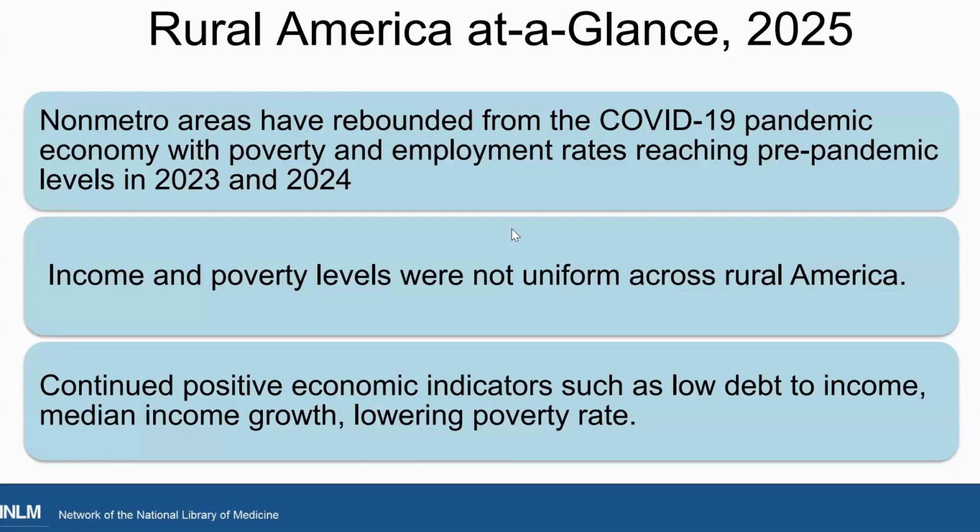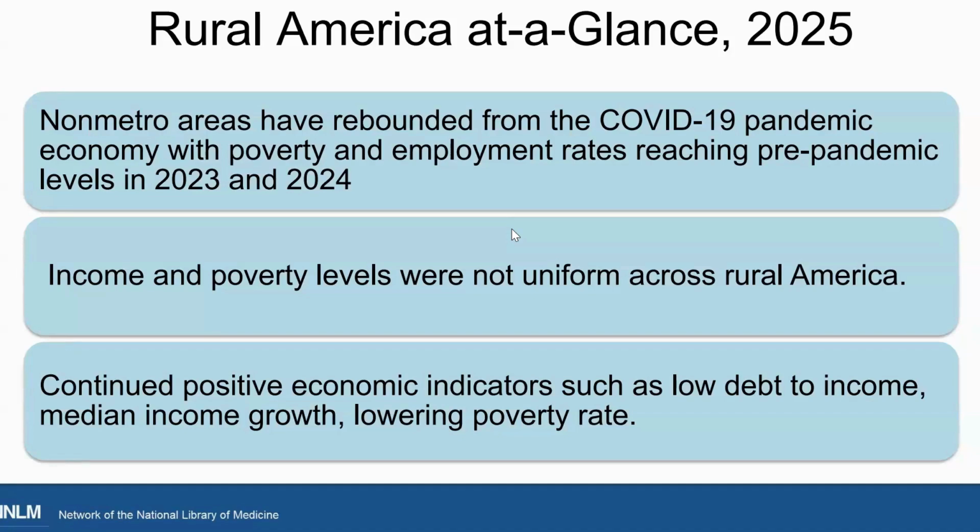A few of the other takeaways: non-metro areas have rebounded from the COVID-19 pandemic economy, with poverty and employment rates reaching pre-pandemic levels in 2023 and 2024. There has been recent growth in real median household income, albeit to a lesser degree than the growth experienced during the economic expansion that preceded the pandemic. Income and poverty levels were not uniform across rural America. There continues to be a north-south divide and differences in industry growth and shares.